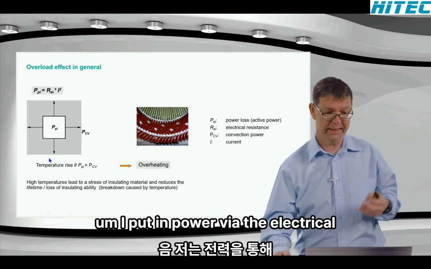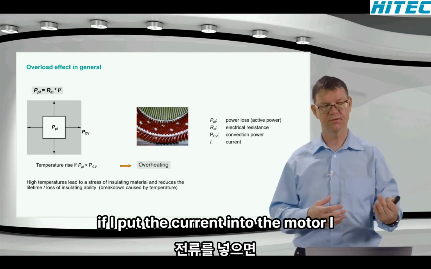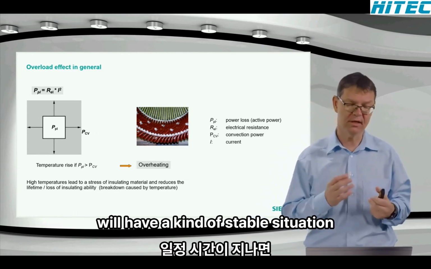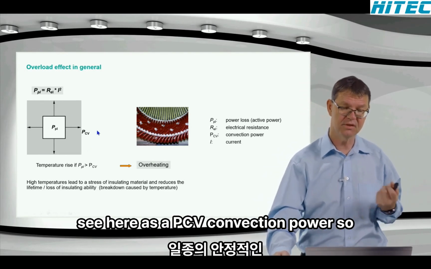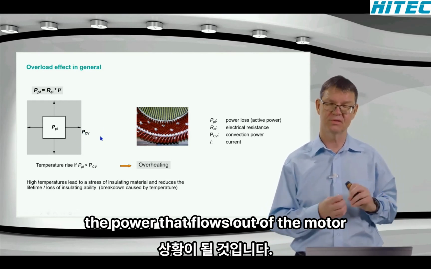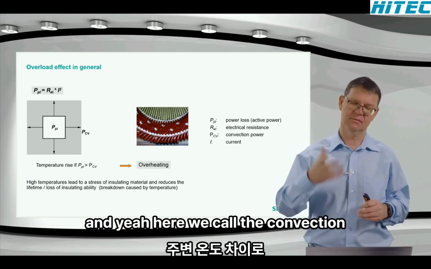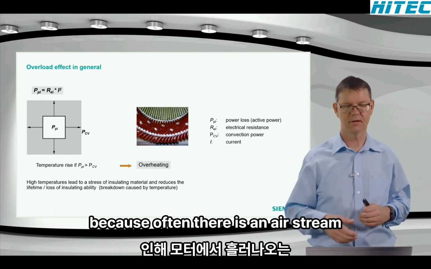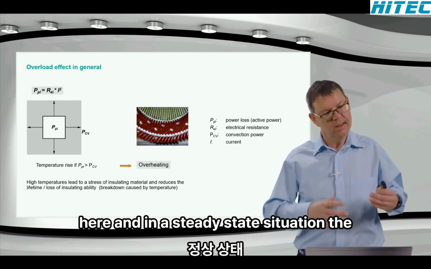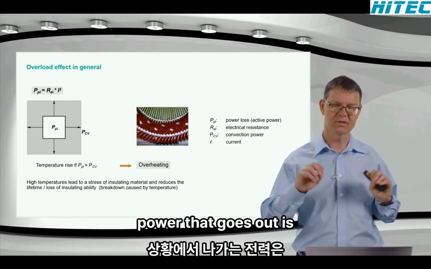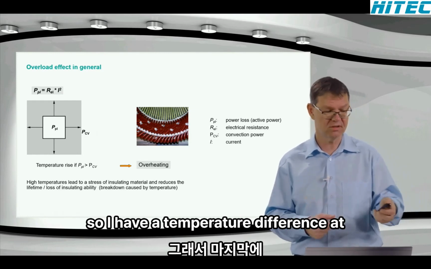I put in power via the electrical power, but on the other hand, after some time, if I put the current into the motor, I will have a kind of stable situation, because there's also some power going out of this motor. And this is what we see here as P_CV, convection power. So the power that flows out of the motor because of a temperature difference to the ambience. Here we call that convection because often there is an air stream inside the motor that brings out the heat of the motor, so ventilation here. And in a steady state situation, the power that goes out is identical with the power that I bring into the motor that heats up the motor. So I have a temperature difference at the end.